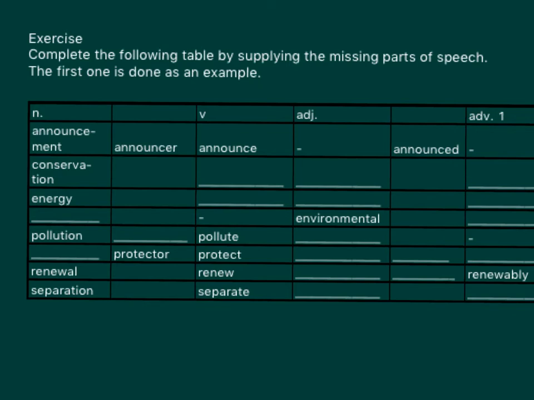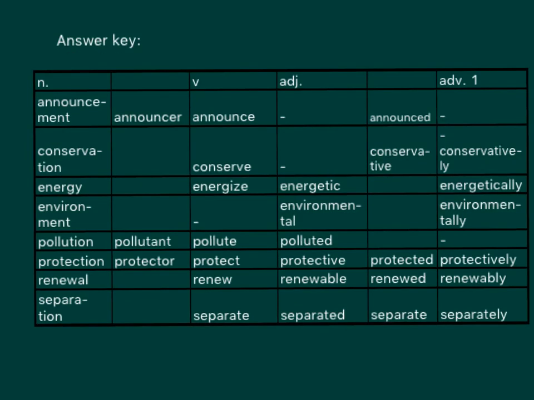Exercise. Complete the following table by supplying the missing parts of speech. The first one is done as an example. Noun, announcement, announcer. Verb, announce. Adjective, announced. You can stop the video while you do the exercise, and when you've finished, resume play, and the answers will be displayed on the next screen. Here are the answers.